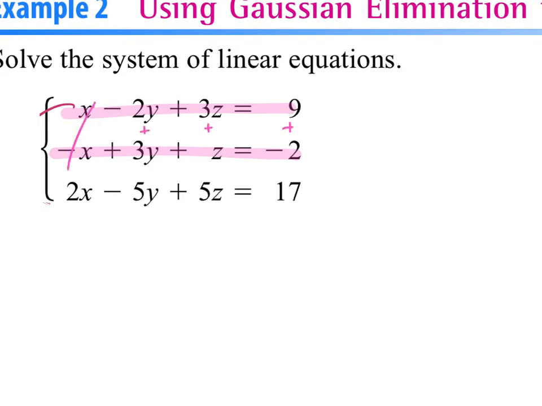So what's negative 2y plus 3y? Y. And then what is 3z plus z? So plus 4z, and then 9 minus 2? 7.